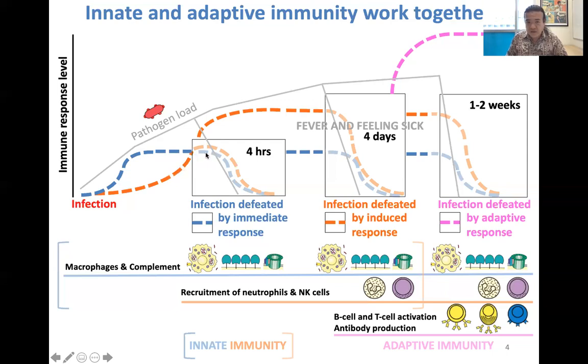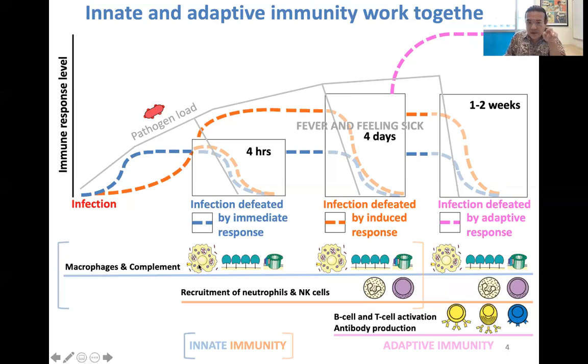If after a few hours your macrophages and complement proteins took care of everything, then what happens? The macrophages stop sending out any more cytokines, right? Because they've stopped eating any more bacteria. So the cytokine levels drop. And as a result, the orange dotted line also drops. It's kind of like your induced response never really gained enough traction to take off, right? But it was starting in the background.